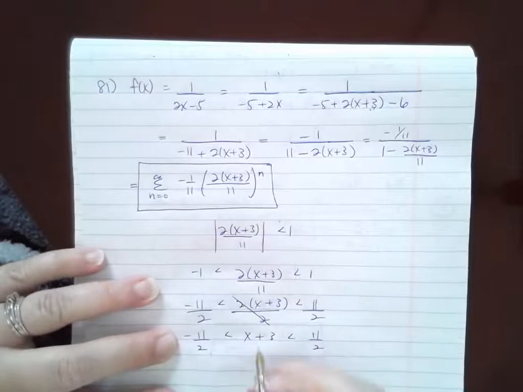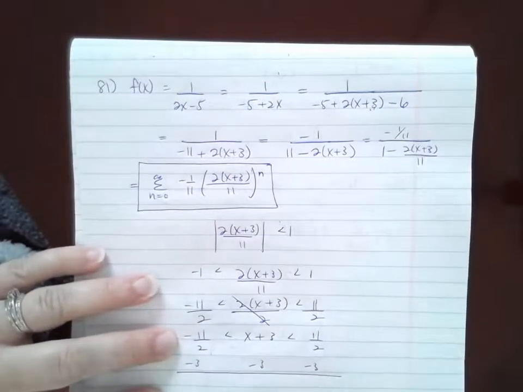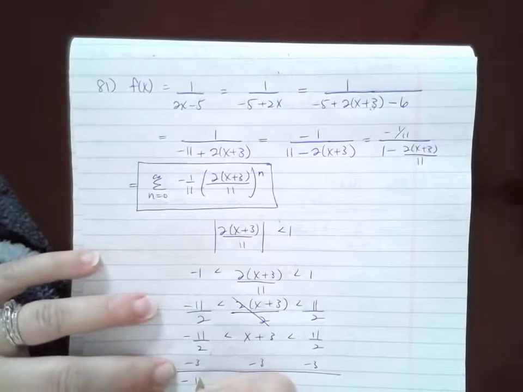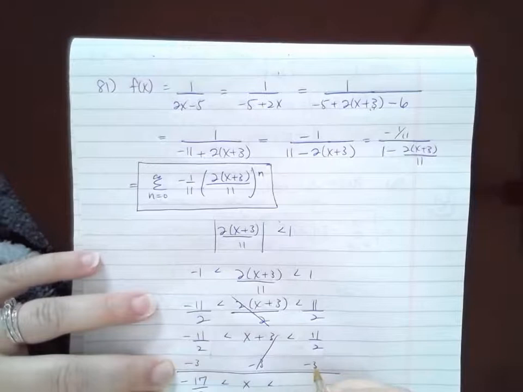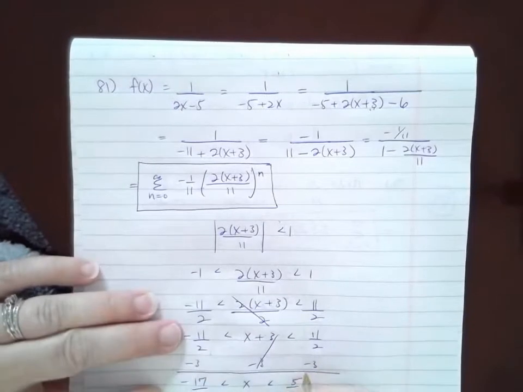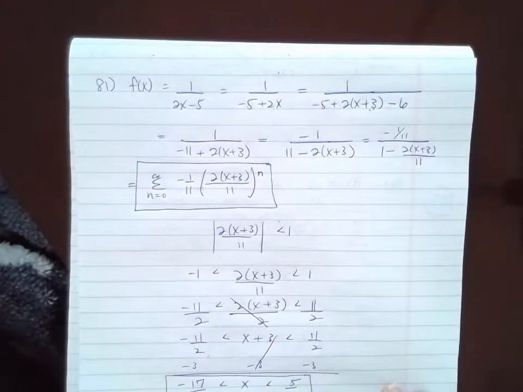3 subtracted from all 3 sides. Well, 3 is equivalent to 6 halves. So this would be -17 halves. And this would be 5 halves. And again, I do not have to check my endpoints. Last section of chapter 9.